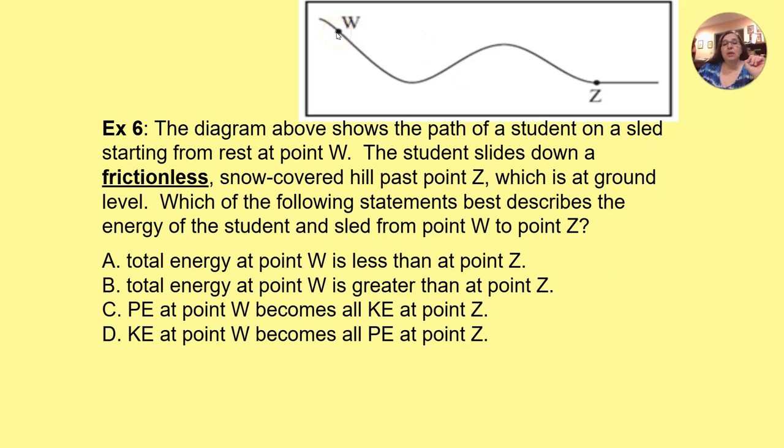A, is the total energy at point W less than the total energy at point Z? Or B, is it greater? So does this have a greater total energy than this? Or C, the potential energy at W becomes all kinetic energy at Z? Or the reverse: does the kinetic energy at W become all potential energy at Z? So take a second and think about that. Which one could it be?